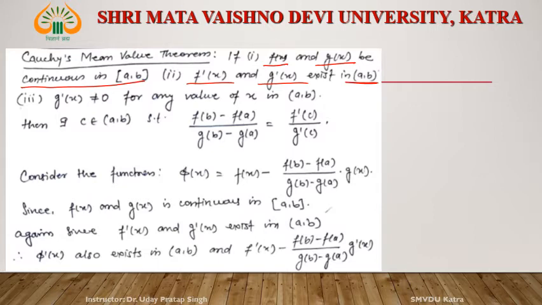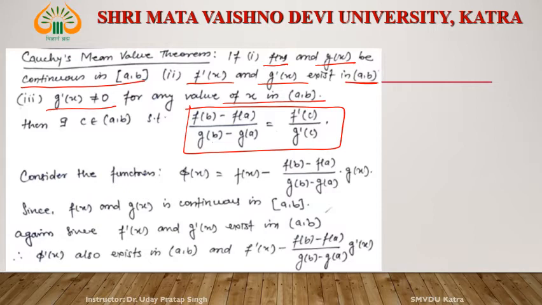(f(b) minus f(a)) divided by (g(b) minus g(a)) is equal to f prime c divided by g prime c, provided that one condition is given: g prime x does not equal 0 for any value of x in (a, b). In such a condition, (f(b) minus f(a)) divided by (g(b) minus g(a)) is equal to f prime c divided by g prime c. Okay, so let us see the proof of the Cauchy mean value theorem.